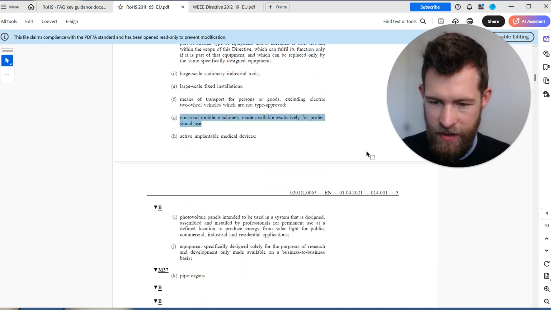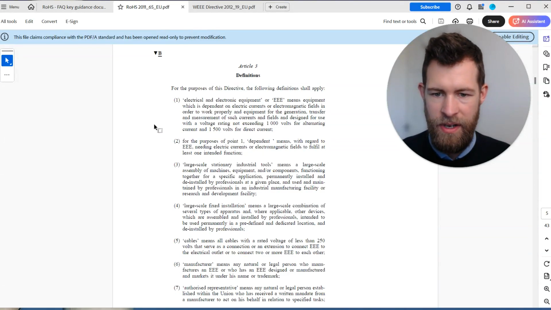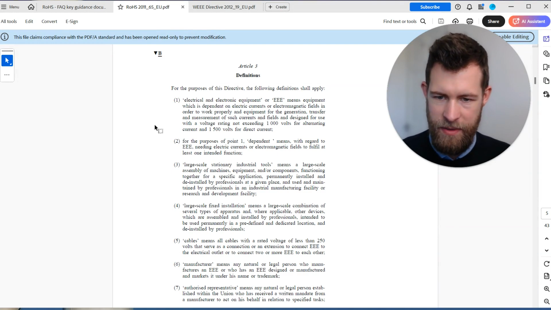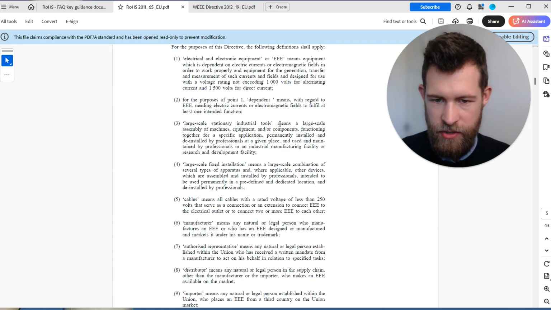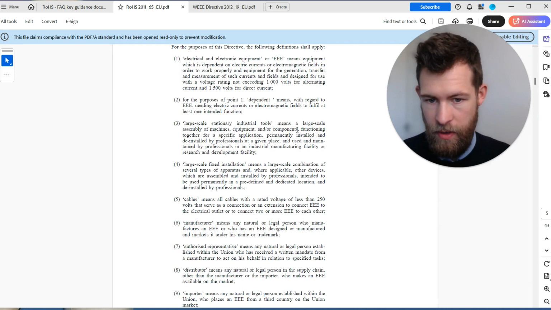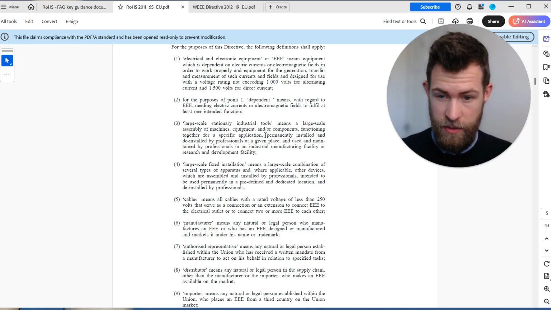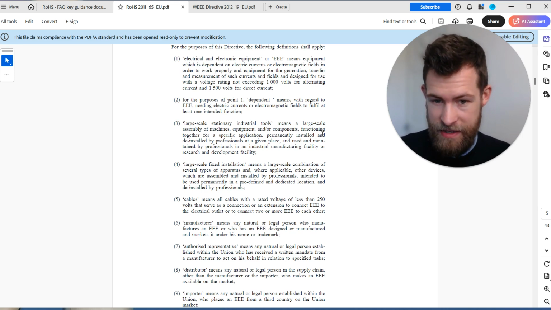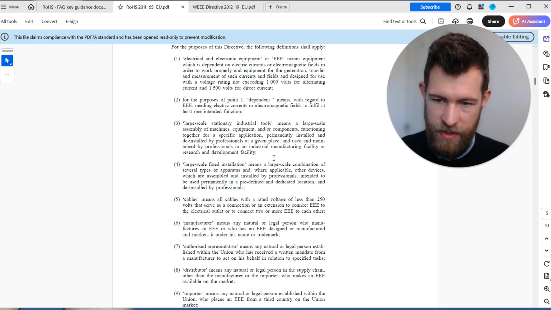Now if we scroll down a little bit further, we've got definitions within this article, within this directive, and this will help us navigate a little better some of those ambiguous items that were above. Large-scale stationary industrial tools means a large-scale assembly of machines, so more than one machine, equipment or components functioning together for a specific application. So that's not general, so this knows exactly where it's going, what it's going to be used for, permanently installed and deinstalled by professionals at a given place and used and maintained by professionals in an industrial manufacturing facility or research and development facility. Okay, so that makes some sense.